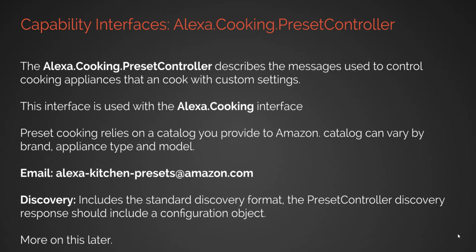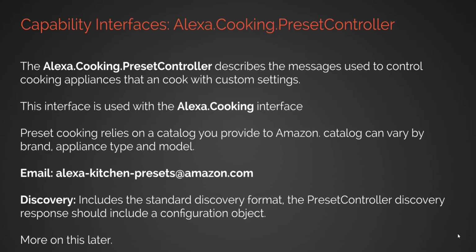As we walk through this set of cooking interfaces, you may want to picture a microwave or even take a look at a microwave. One of the things you'll notice is there are a number of options or buttons that say things like popcorn, frozen dinner, defrost, etc. You can think about all of these as an example of where you might use a preset controller. So the Alexa.Cooking.PresetController describes the messages used to control cooking appliances that cook with a custom setting. In this case, many of those options are custom settings, and this interface is typically the one you would use to support that.